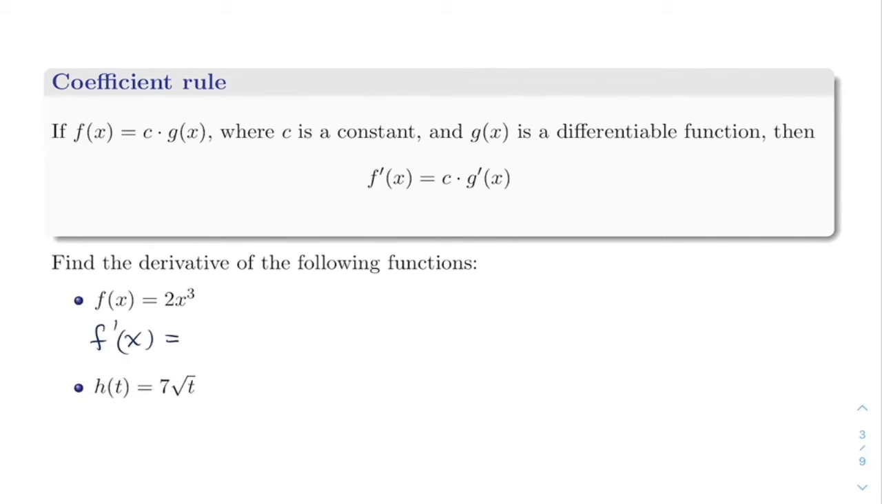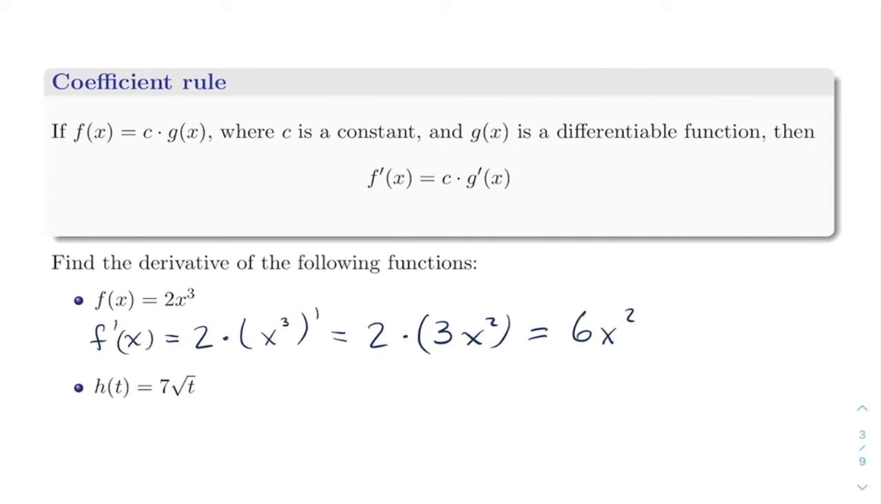So this formula is telling us that the derivative of this function will be 2 times the derivative of the function x cubed. But now, from the previous slide, we know how to find the derivative of x cubed. So in the end, the derivative of f will be 6 times x squared.